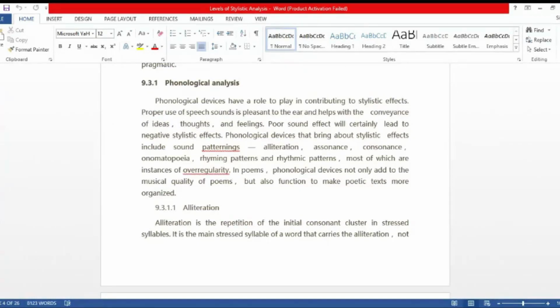Number one is alliteration, number two is assonance, number three is consonance, number four is onomatopoeia, number five is rhyming pattern or rhyme scheme, which is also called the external rhythm of a poem, and number six is rhythmic patterns, the internal rhythm within a poetic line, which is also called the internal rhythmic pattern.